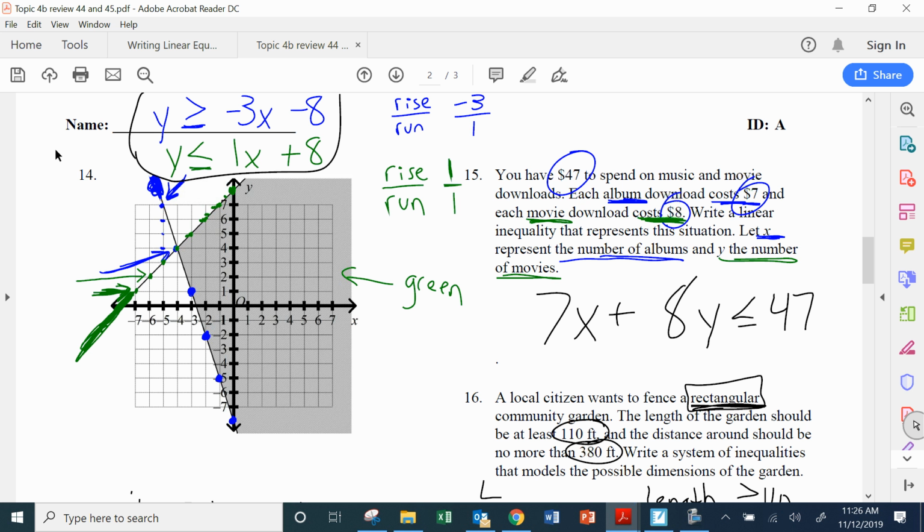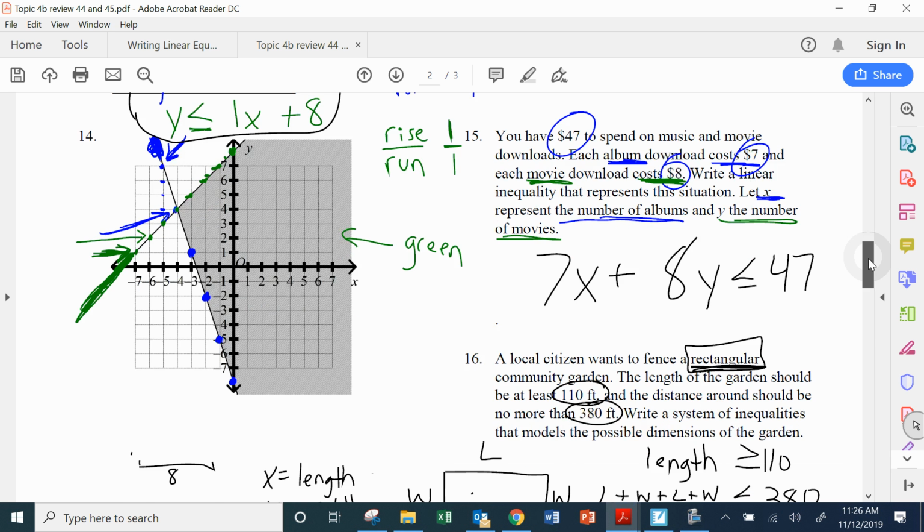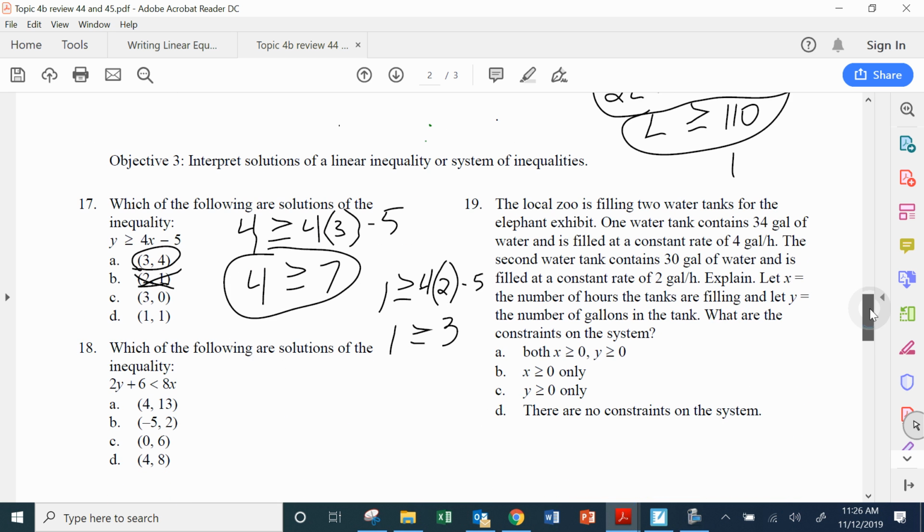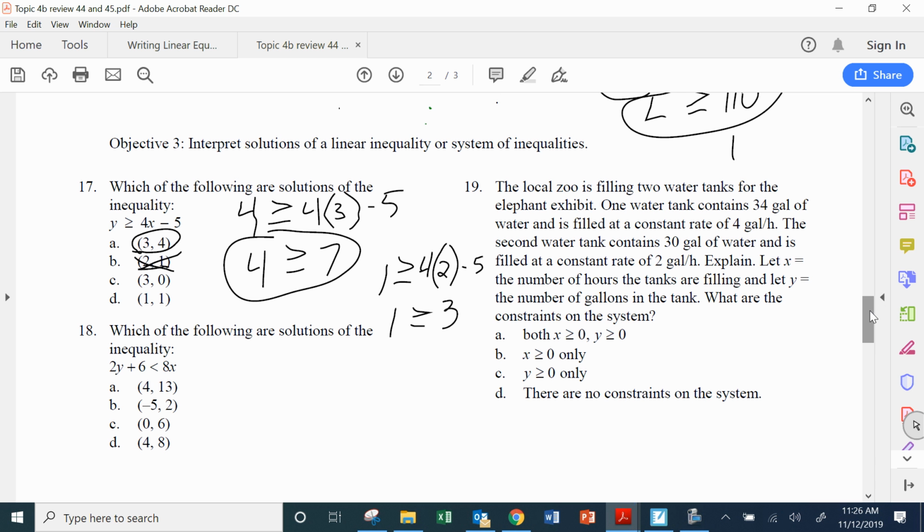On 17 and 18, we actually did some of these, but I'm going to go back over how you do it. Boy, it's going to take a minute to erase, unfortunately. So I'm going to talk while I erase. It's telling you to interpret the solutions of a linear inequality. All that really means in this case is, are these points they've given you, A, B, C, D, solutions to the linear inequality above? y is greater than or equal to 4x minus 5.